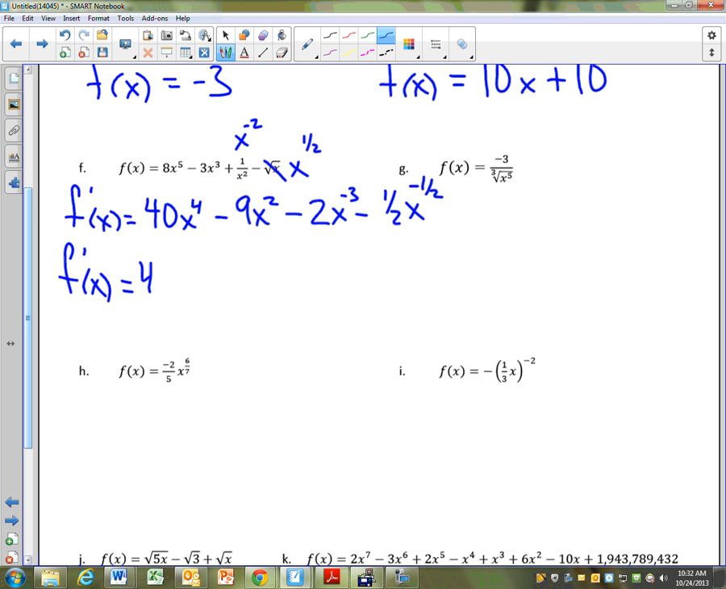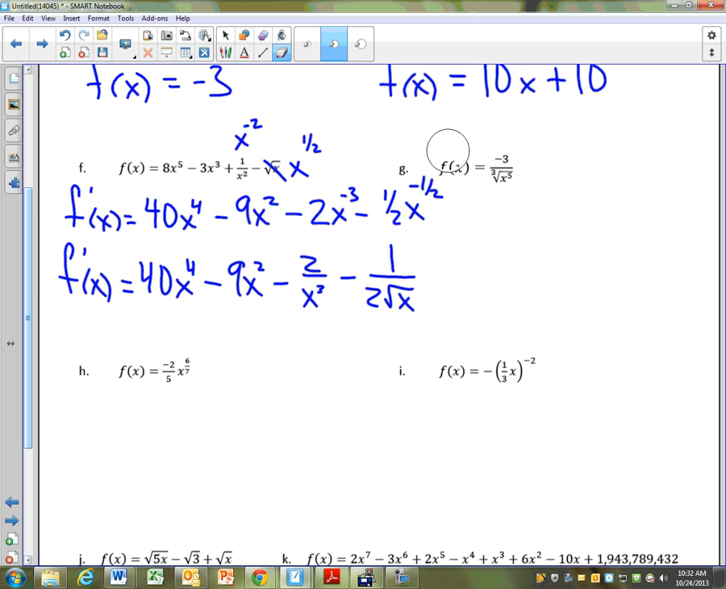So let's. You can't leave it like that, everybody. If you leave it like that, it's wrong. You got to write it 9x squared minus, as Hannah said, 2 over x to the 3rd, and I'm going to rewrite this as minus 1 over 2 roots of x. Very good. You can't leave a root of a number on the bottom, but you can leave a root of a variable on the bottom. Okay? All right. G.